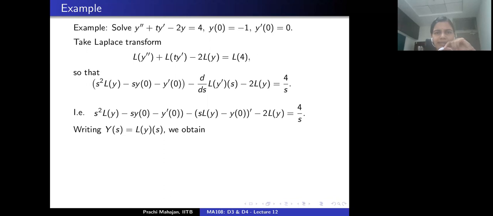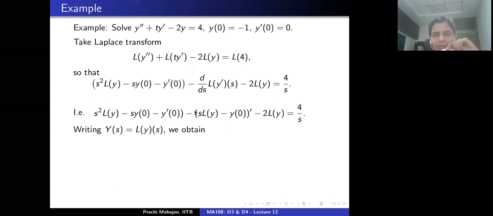So now I'm just unwinding this term here. So this is the Laplace transform of the derivative of y, which is s times the Laplace transform of y minus y evaluated at 0. And this prime here refers to the derivative with respect to the s variable. One should be careful here. Is that okay? So this is the derivative with respect to the s variable, so I should rather have a d by ds ticking here for clarity.